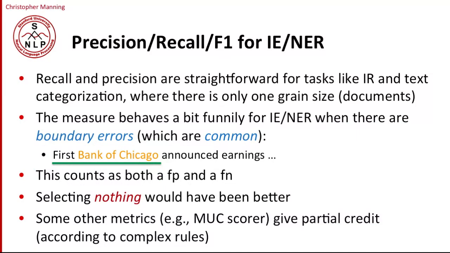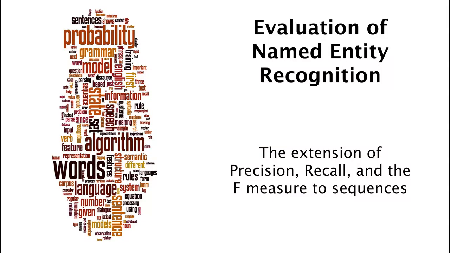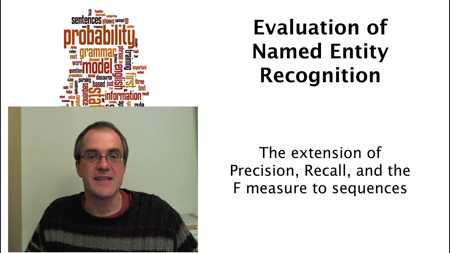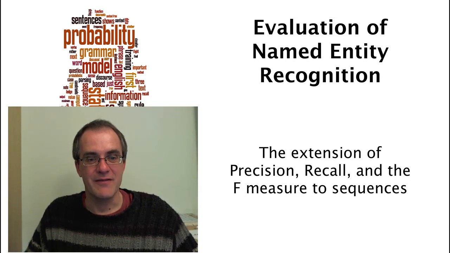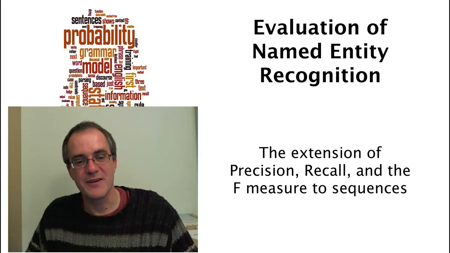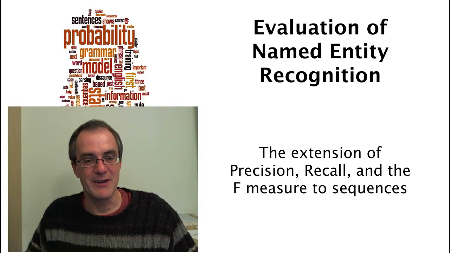So really, most of the rest of the field hasn't gone there and has ended up using this straightforward F1 measure for named entity recognition, despite the complexities with boundary errors that I've just tried to illustrate. Okay, so that should give you a good sense of what these measures of precision, recall, and F-measure are, why they're useful, how we use them for named entity recognition, but also a slight sense of how you have to be a little bit careful interpreting the numbers in that case.